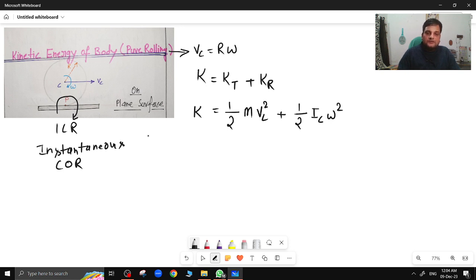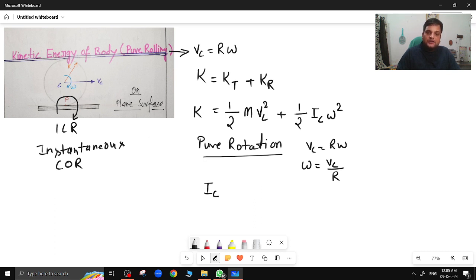Now, as you know, in case of pure rolling, Vc is equal to R omega. That's why omega can be given as Vc by R. And there is one more thing: Ic can be written as m k square. Then what is k? K is the radius of gyration. This is the radius of gyration, right?